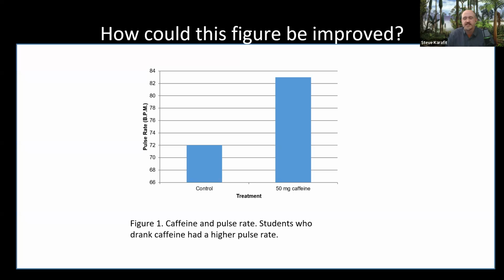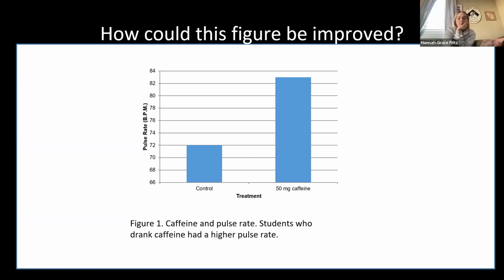What could you do to this graph to make it better? What is it missing? What kind of things does it need? Add error bars. Okay, error bars are definitely missing. So control and caffeine, they don't have error bars. What else could it use?